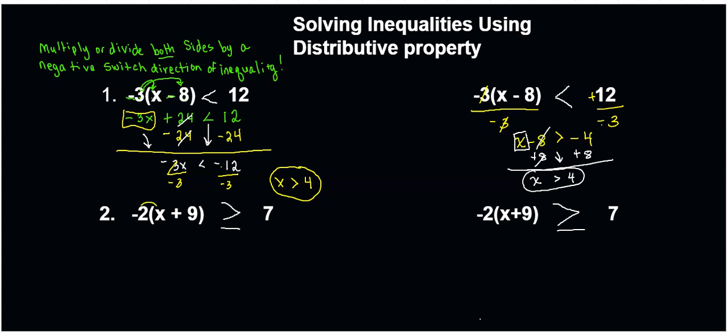A negative times a positive is a negative. 2 times x is 2x. A negative times a positive is a negative. 2 times 9 is 18. Is greater than or equal to 7.